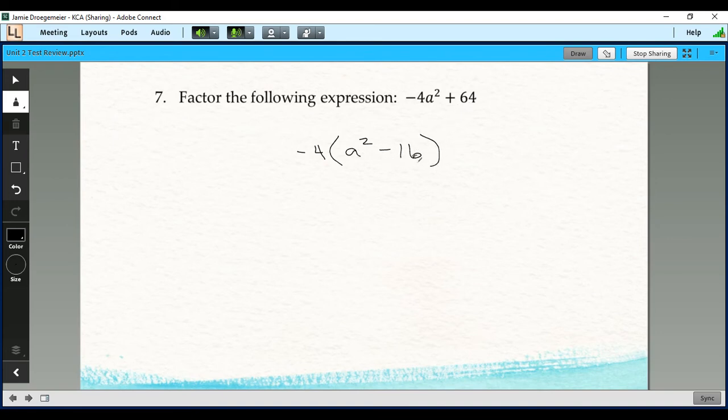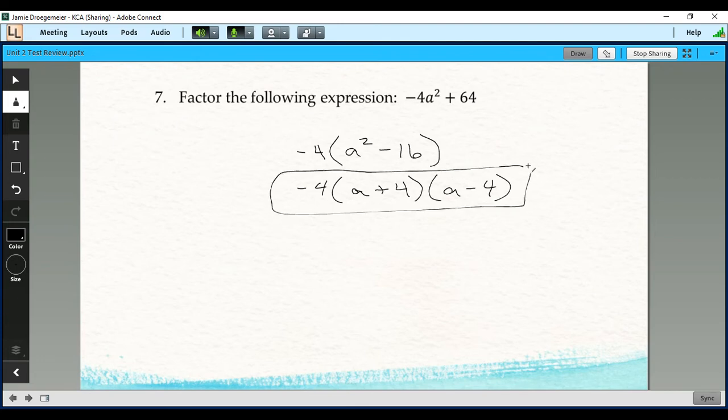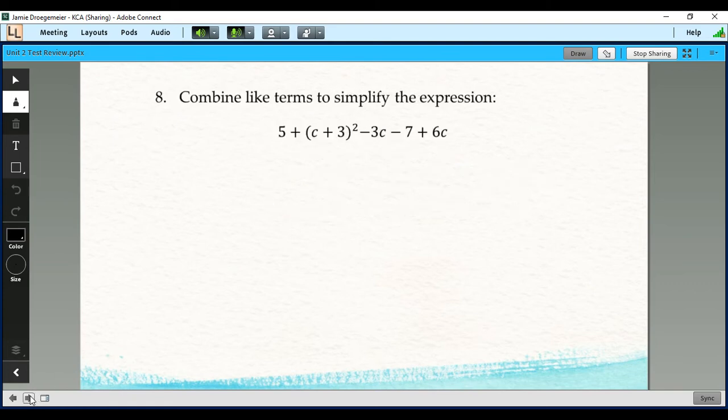And again, this is a difference of squares. So our difference of squares there, square root of a squared is a, square root of 16 is 4. So this becomes a plus 4 and a minus 4 is the factored form. And again, we could do the same thing we did on that last one, find the factors of negative 16 that add up to 0 since we don't have a middle term there. All right, on to number 8.